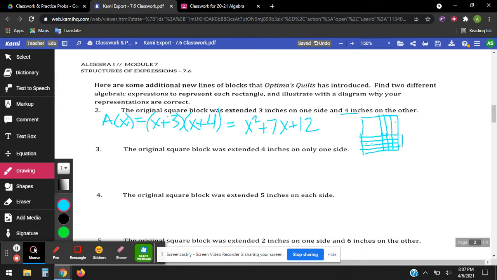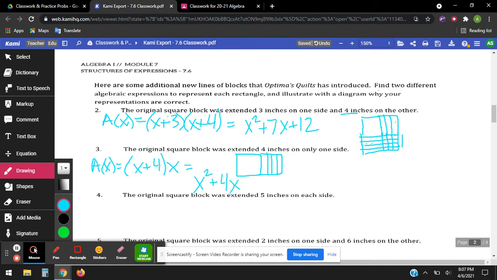All right, this one, the original square block was extended by 4 on one side only. So that means the other side is still an X. So I have my original here, and I only extended 4, 2, 3, 4 on this side. So I have an X squared, and I have 4 X's.